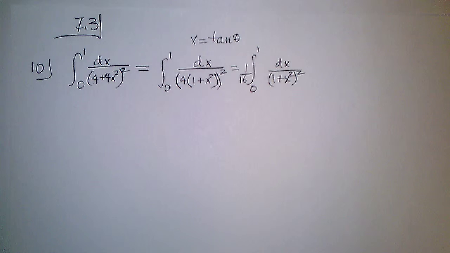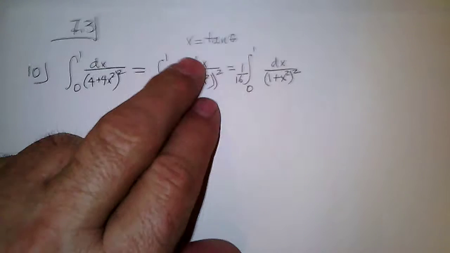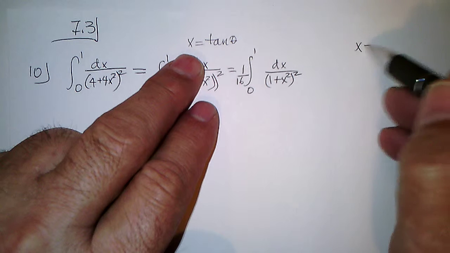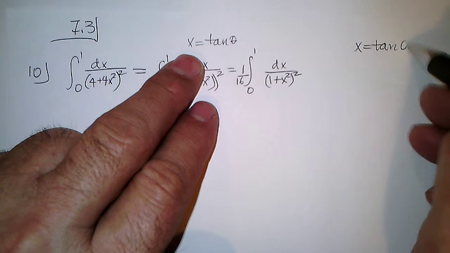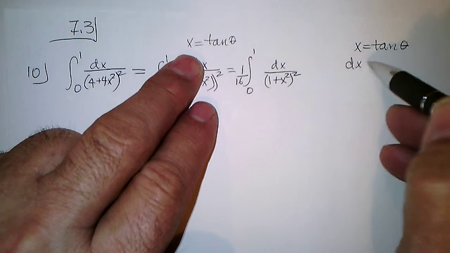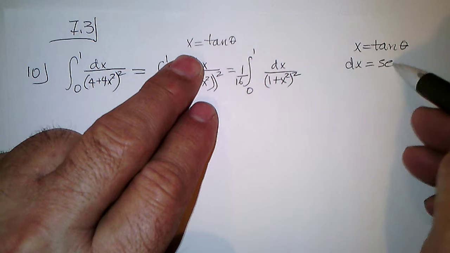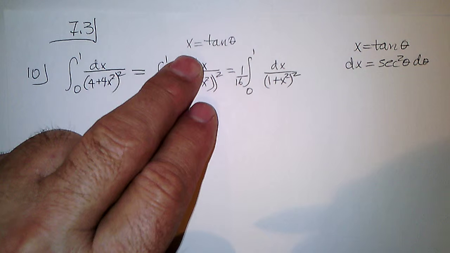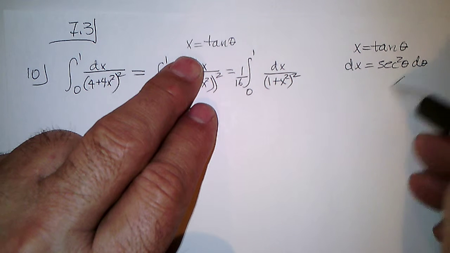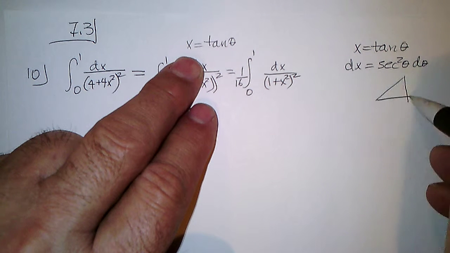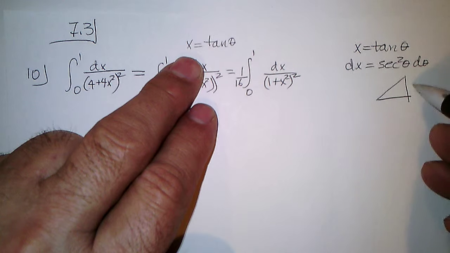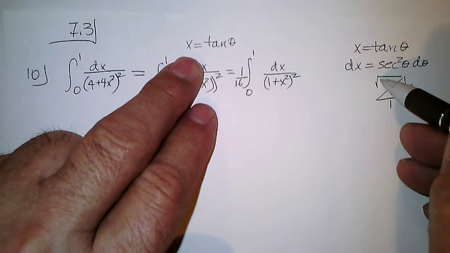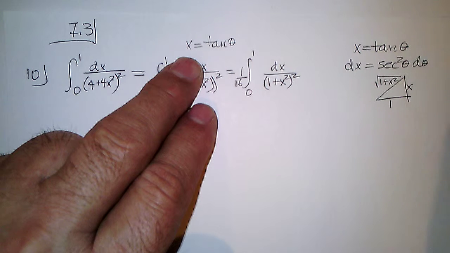So now, let's do this substitution. So if x equals the tangent of theta, dx is secant squared theta d theta. Drawing the triangle with the tangent being x over 1, the hypotenuse is 1 plus x squared.